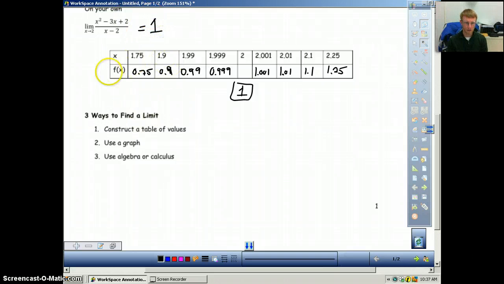So now we've talked about constructing a table of values. There are two other ways for us to find a limit. One of them is to use a graph. You can always use a graph to find a limit, and then you can also use algebra or calculus, which we will do in future sections. Right now we're going to get into the graphing portion of this and show you how you would use a graph to find a limit.